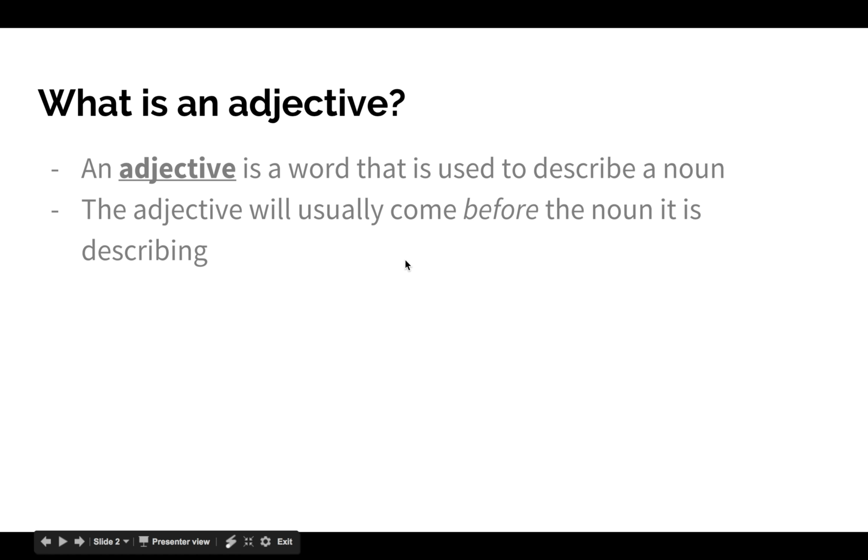An adjective is usually something that comes before the noun that it's describing. So think about some of the adjectives that you've used. Usually you'll have them come before the thing that you're talking about. Just some examples: the words tiny, gentle, twinkling, these are all words that we can use to describe something.